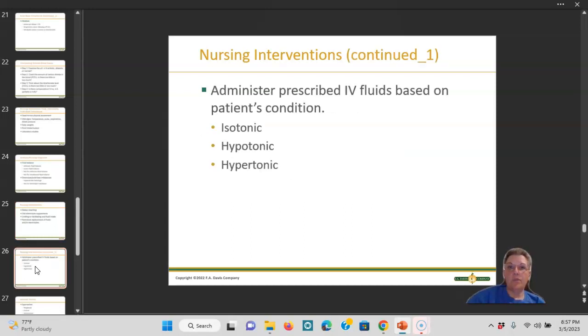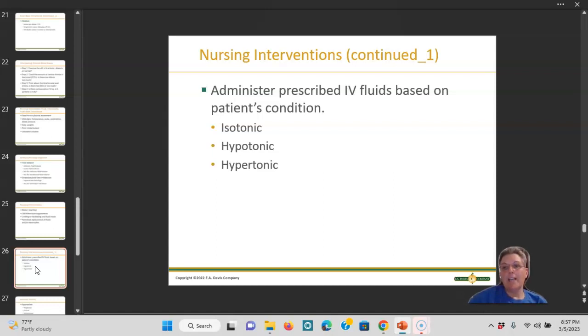You administer the prescribed IV fluid boluses and hydration based on the patient's condition, and you will choose an isotonic, a hypotonic, or a hypertonic solution based on that. So the doctor will tell you one kind of fluid or the other, and you need to know what these terms are and what fluids are involved in each one of them so that you're better informed and not just doing what the doctor told me to.